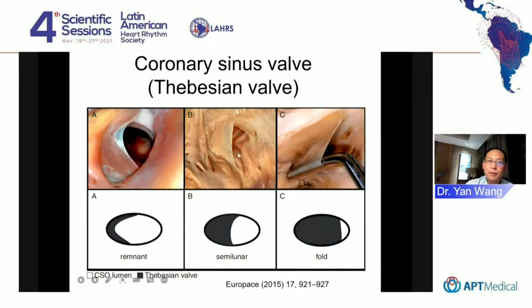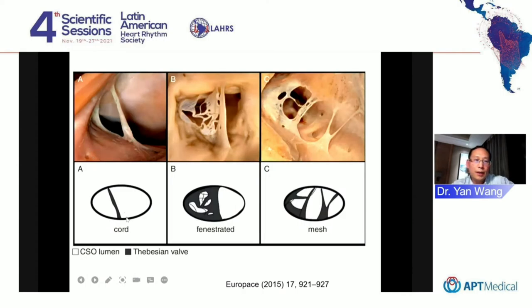In this case, it's a little more difficult for you to place the catheter into the coronary sinus, and in some cases the Thebesian valve is almost folded like this situation. And there is also a fourth type, the fenestrated type. In this situation it's not very difficult, but sometimes the catheter will be entrapped in the network, and also it's difficult. And sometimes there is a mesh-like type.